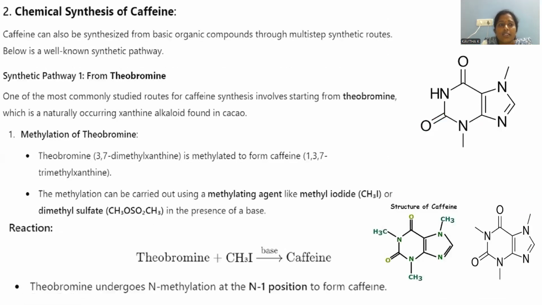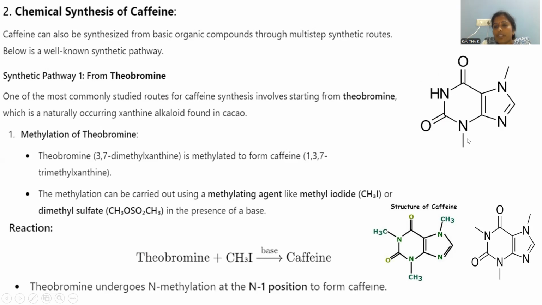Let's go with another alternative method called chemical synthesis. Within the lab also, it is possible to synthesize. A very simple step you can observe: the theobromine method. Theobromine is the starting material we are taking. It is the most commonly studied route for synthesis, and theobromine is a naturally occurring xanthine alkaloid found in cocoa. The theobromine structure is provided here. You can clearly observe the only difference between caffeine and theobromine is the absence of one methyl.